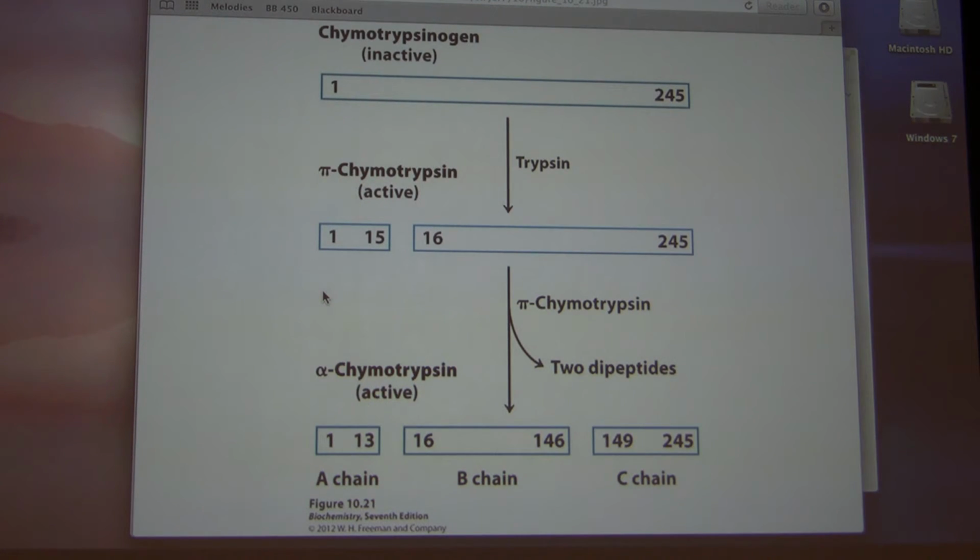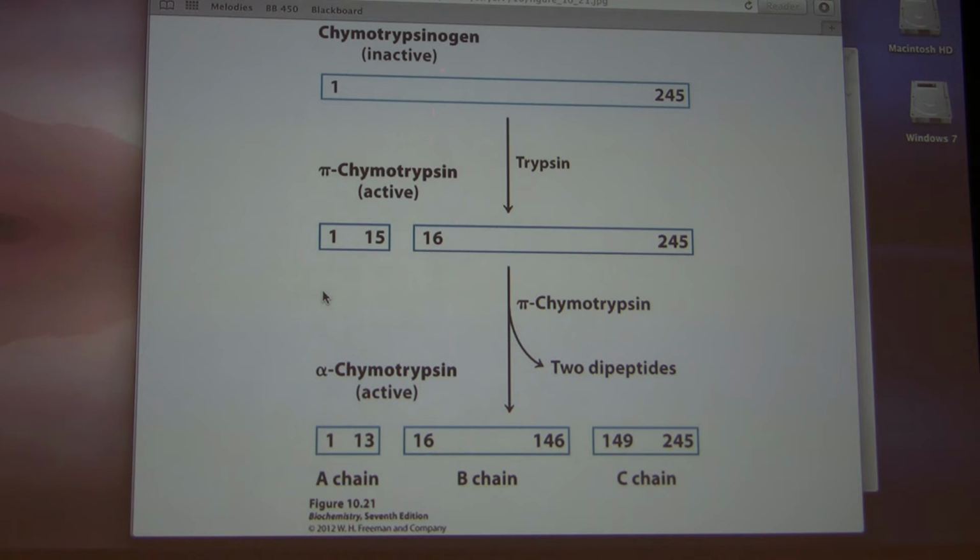Now, I want to go through the activation of one zymogen, and I'm going to show you some numbers. And the numbers really aren't important, so I don't want you thinking, okay, it cut at amino acid 13, and I have to know that, and so forth. That's not the point. The point is understanding how a zymogen like trypsinogen can be activated.